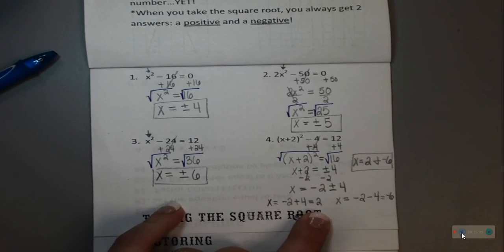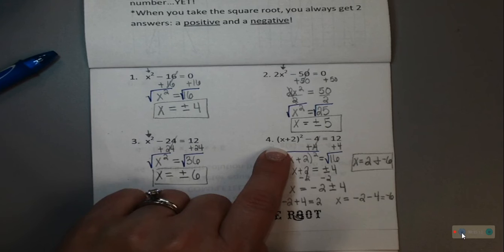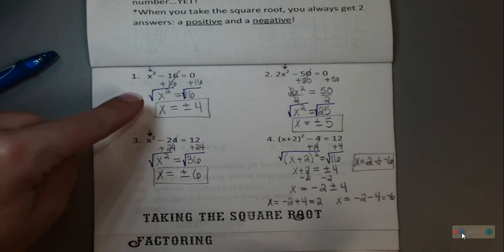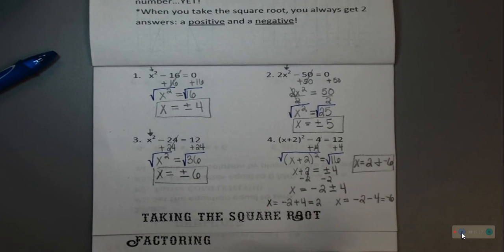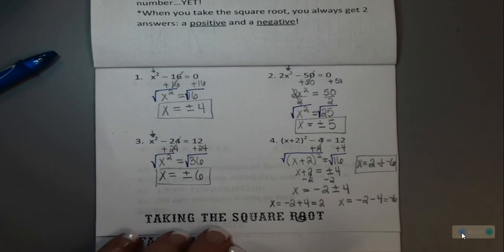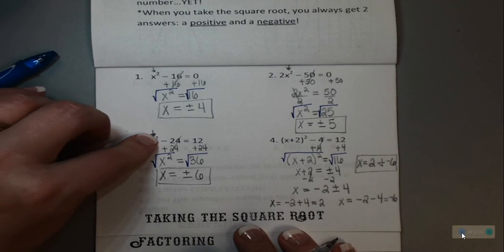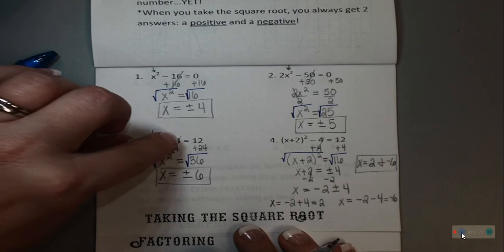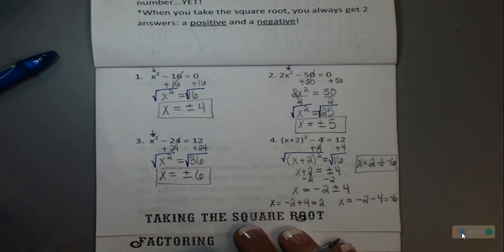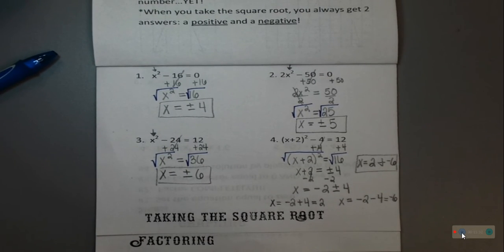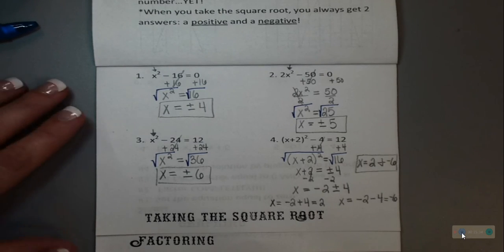Now, let's be honest. Do we think this happens a whole lot? No. Most of the time, you're going to be dealing with ones like this. The only time that you can solve by taking the square root is if all you have is an x squared term. If you had x squared minus 24x equals 12, you can't solve like that.